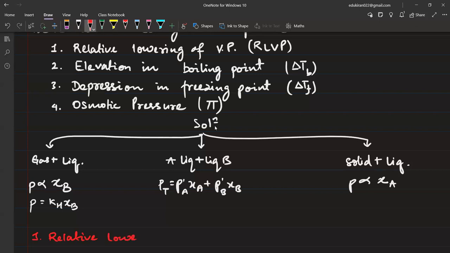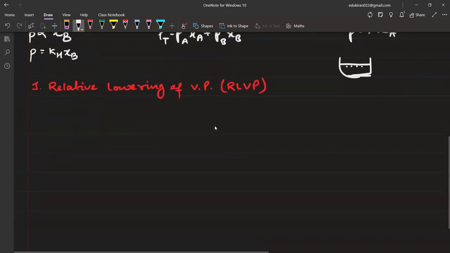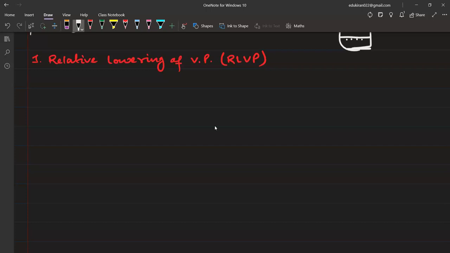Relative lowering of vapor pressure, RLVP. So if we have added solute particles in liquid, then this is the surface, and here the evaporation was happening. The solvent molecules were vaporized. Now, when we add solid, there will be some solute particles on the surface. The solute particles will take the place of the solvent particles, and that is why we will have less vaporization of the solvent particles. Essentially, the vapor pressure of the solution is going to decrease.